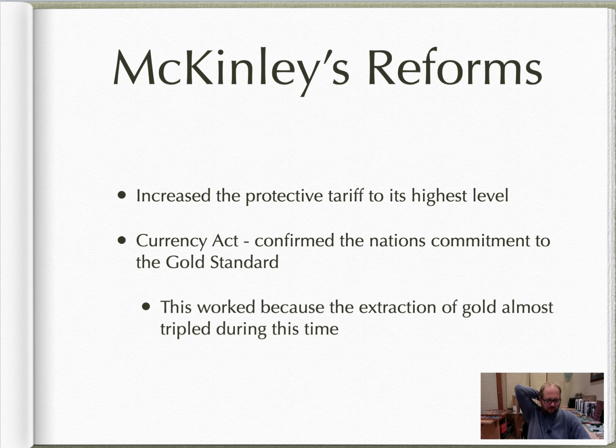And McKinley, with the Republican nomination and the presidency, will have some reforms. He will increase the protective tariff to the highest levels, which is not really a reform for the South, but is to help the business interests of the North. He also is going to sign the Currency Act, which will confirm the nation's commitment to the gold standard. This will actually work because at the same time, we have a major gold strike in both Montana and Alaska. So we have an influx of new gold reserves, which will allow us to print more money, creating inflation of our currency, which is going to allow the currency to level off and have more liquidity and more currency available to every single person. We'll get into that in class as well.